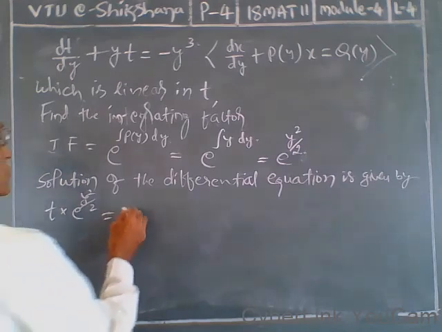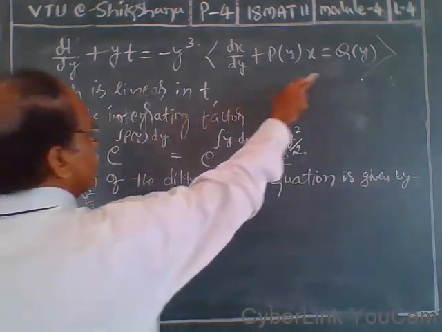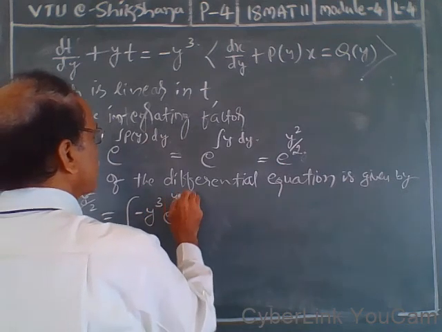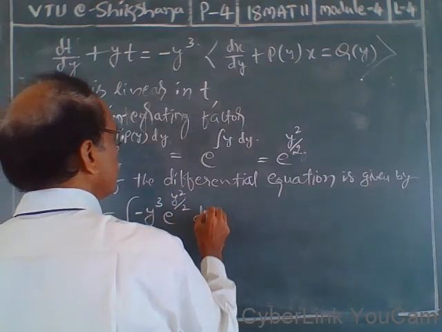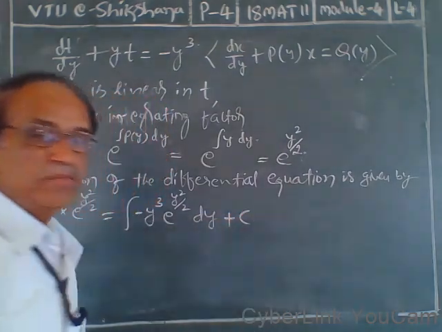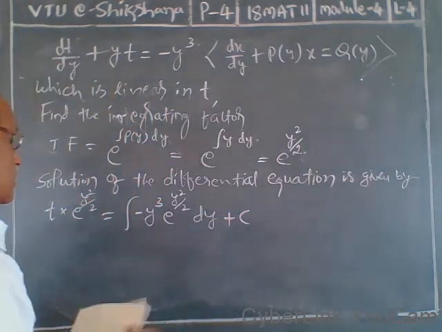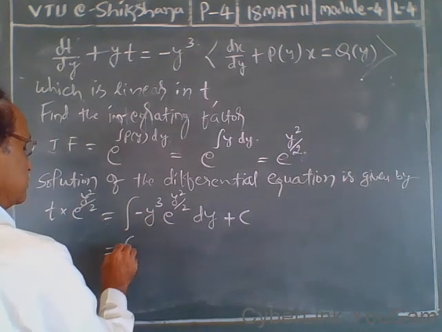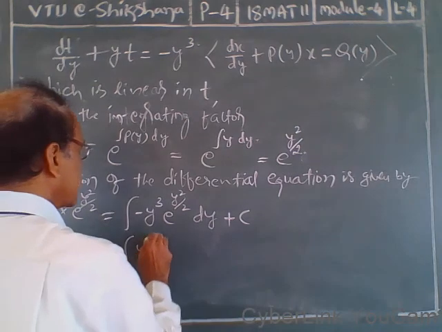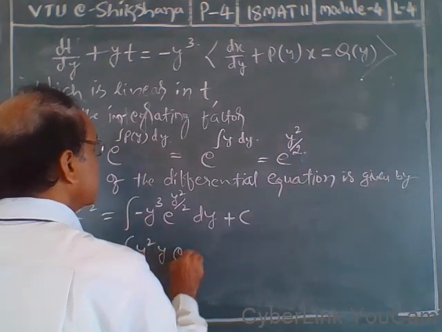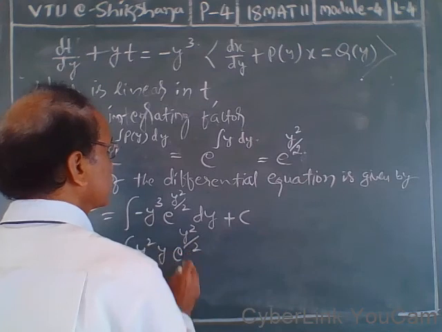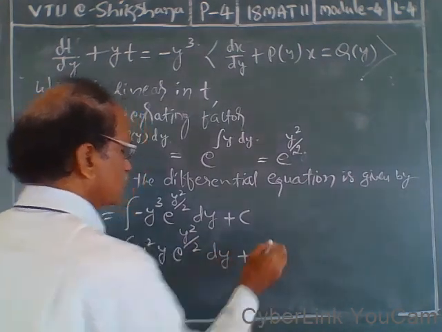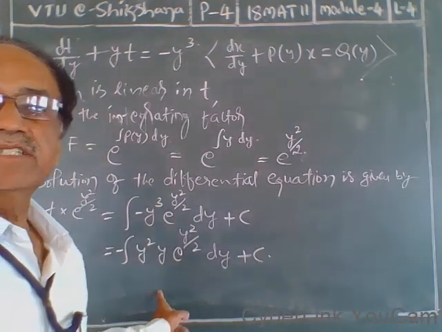is equal to the integral of q of y, which is minus y cube into e to the power y square divided by 2, dy, plus a constant. Now we have to do the integration. You can take the minus sign outside: integral of y square into y e to the power y square divided by 2 dy, plus a constant. This is only a rearrangement I am taking.